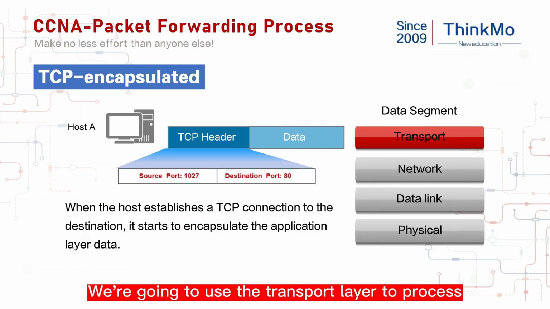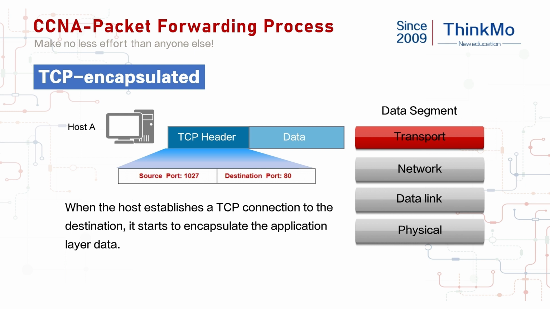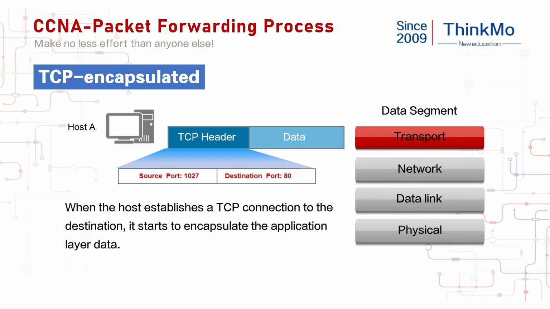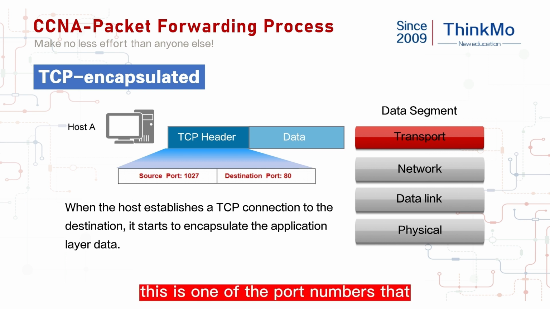We're going to use the transport layer to process this. In this picture, the transport layer we wrote writes a destination port called 80. This is one of the port numbers that everyone is asked to memorize.